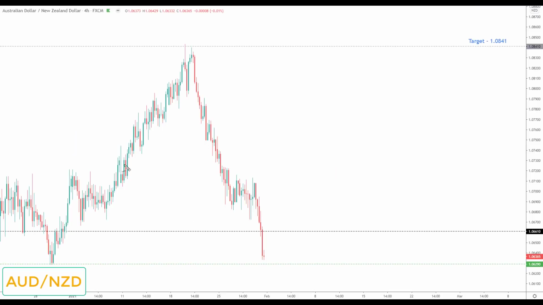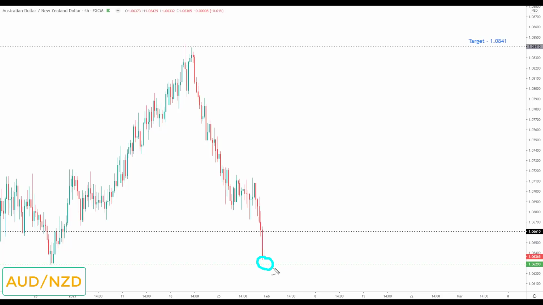Next, we have Aussie New Zealand. Now, Aussie New Zealand is an interesting one the way it's structured because the overall primary trend is intact. So this really is technically one to watch going into next week. But you can see the primary trend is intact only by this much. If we break down below the 1.06290, this will have reversed in the near term, and this will not be one to watch next week.